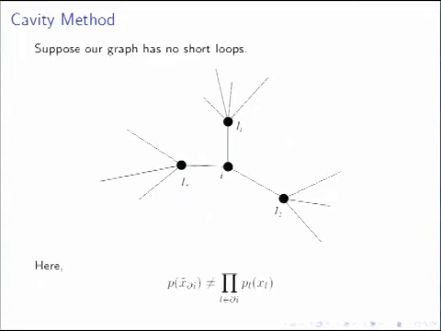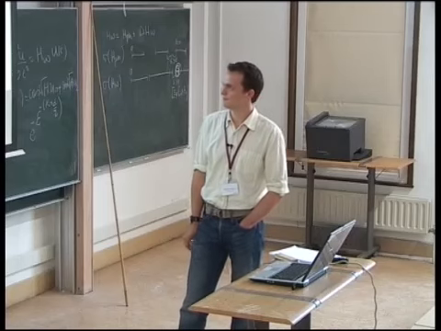So here is the caveat, the important thing. We need to assume that our graph that we've drawn based on this matrix has no short loops. And I mean loops in the physics sense or cycles in the mathematics sense. So in other words, locally it looks like a tree.